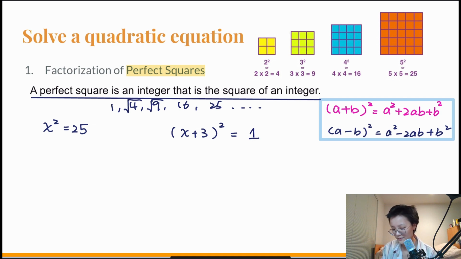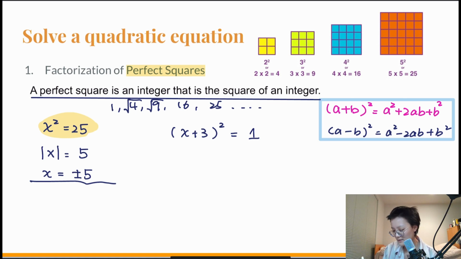Like in this example here, x squared equals 25. We could square root both sides. So if we take a square root of x squared, it is actually the absolute value of x, which equals the square root of 25, which is 5. Therefore, x can equal positive or negative 5. So here we got the solution.